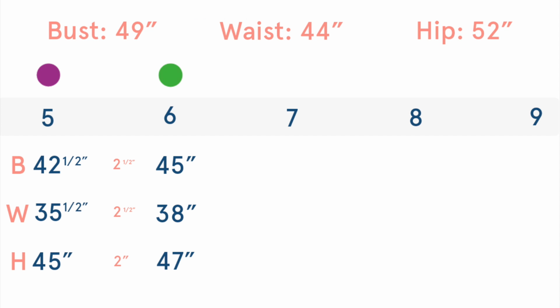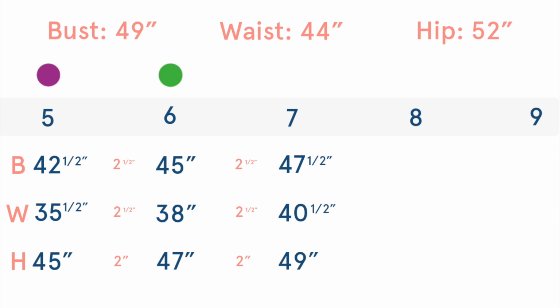I'm going to be working with inches, imperial measurements throughout this tutorial, but if you're working with centimetres, the same technique applies. So you're going to need to start by adding 2.5 inches to the bust and waist of the size 6 measurements and 2 inches to the hip. That's going to give us 47.5 inches at the bust, 40.5 inches at the waist and 49 inches at the hip.